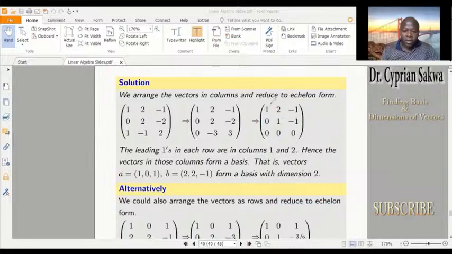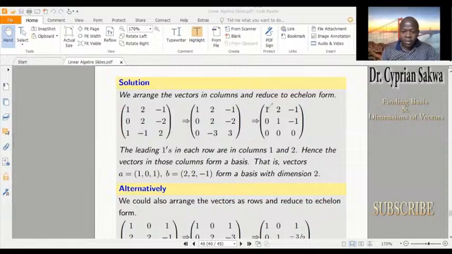So leading ones, I have this leading one and this leading one. This leading one is in column 1, and this leading one is in column 2. You can see that column 3 has no leading one. So the leading ones are the ones that will guide me to get the basis. I've written that the leading ones in each row are in column 1 and column 2. Hence, the vectors in those columns form the basis.